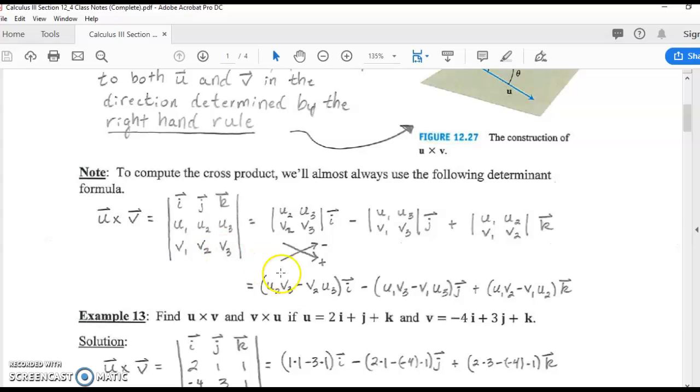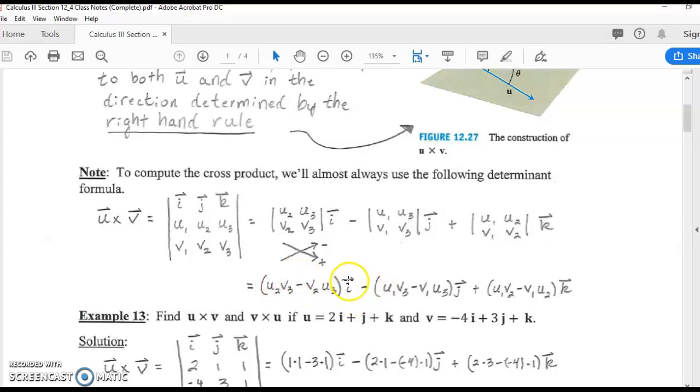This looks like an ugly formula, but the way you remember it is, if you want to see what's multiplied times the vector i, you forget the row and column containing i. So it's this 2 by 2 determinant. You can see that right here. And 2 by 2 determinants are determined by multiplying the main diagonal this way. You can see this arrow. Multiplying u2 times v3 and then subtracting the off diagonal, v2 times u3. So it's u2 v3 minus v2 u3, whatever that comes out to be, and that's the scalar component of the vector i.